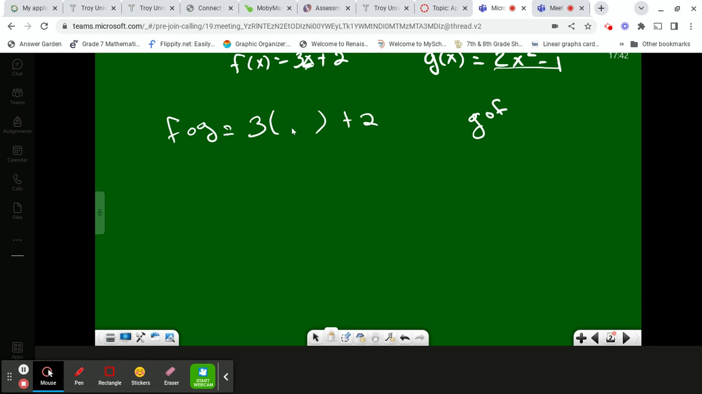So here's my 3x plus 2. I dropped the x, and I'm going to replace it with 2x squared minus 1. Then I got to distribute that 3. So I have 6x squared minus 3. Bring down my plus 2. 6x squared minus 1.